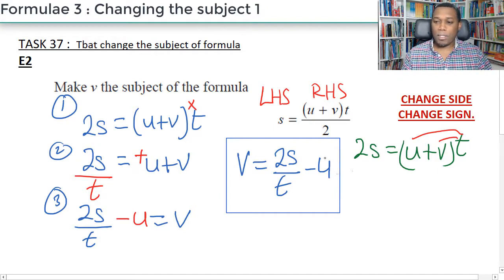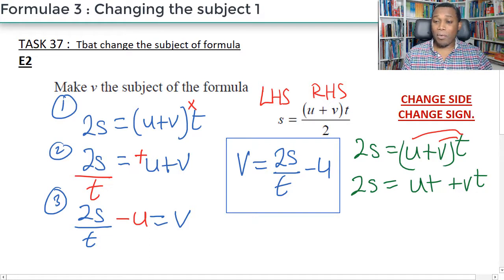And that will give me 2s. Let's stick with green. Let's say 2s is going to be equal to ut. U multiplied by t is ut, plus v multiplied by t is vt. I want v all by itself.